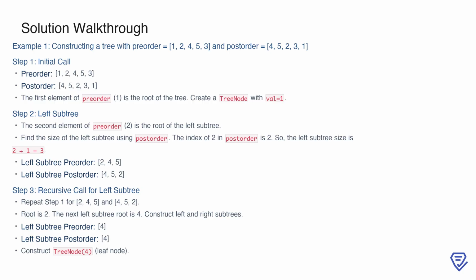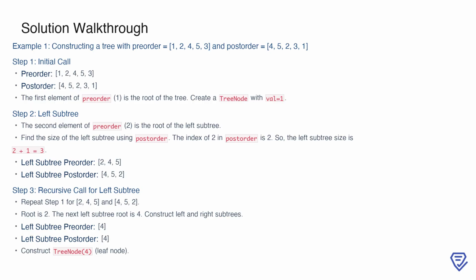Next, we determine the left subtree. The second element in preorder, 2, is the root of the left subtree. To find the size of the left subtree, we locate the index of 2 in the postorder traversal, which is 2. Adding 1 to this index gives us a left subtree size of 3. Using this, we can divide the preorder and postorder lists for the left subtree into 2, 4, 5, and 4, 5, 2, respectively. We then recursively apply the same process to construct the left subtree.